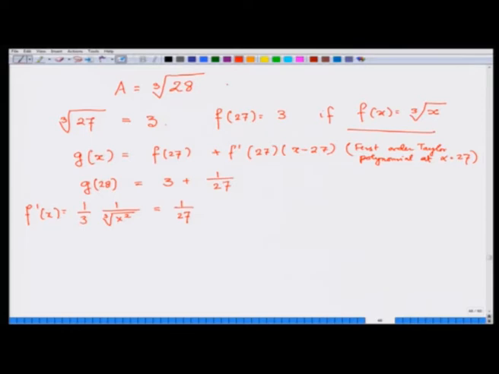Here my goal is now, if I have given the function like this, my goal is to compute f of 28, this is the goal. So, f of 28 is now this 28 minus 27. So, you see how nice it becomes 3 plus 1 by 27. Of course, cube root of 28 would be slightly bigger than 3, because cube root of 27 is 3. So, this is approximately 3.037037.